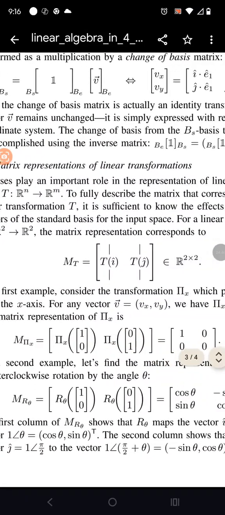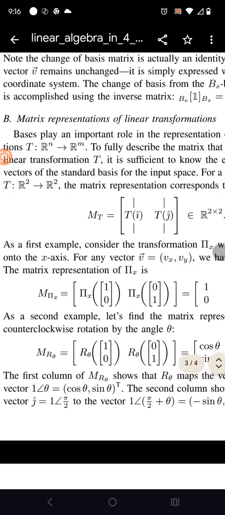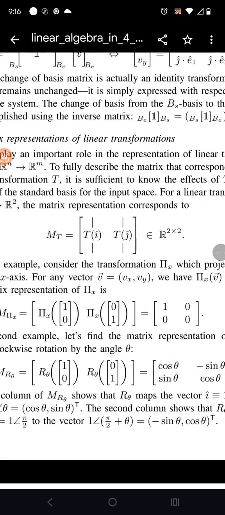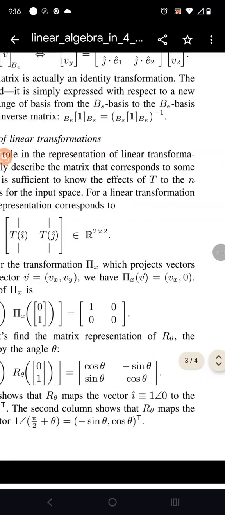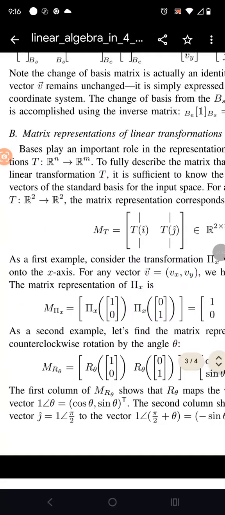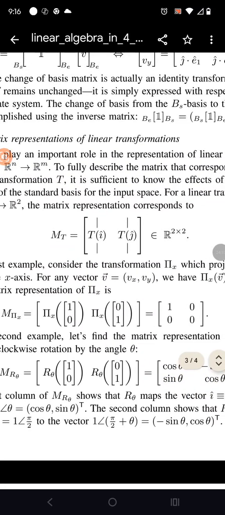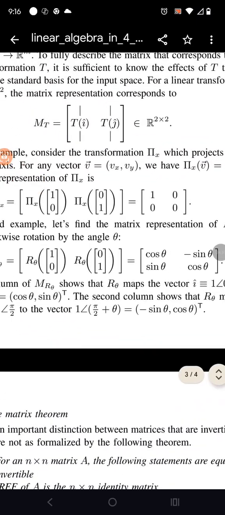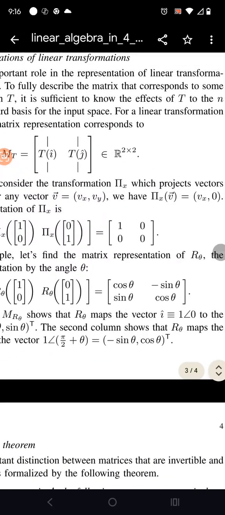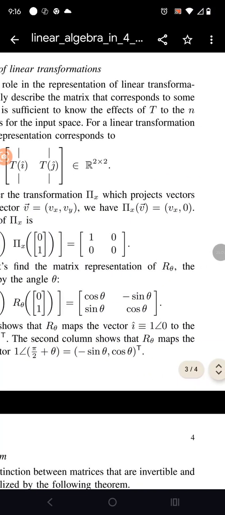As the first example, consider the transformation pi x, which projects vectors onto the x-axis. For any vector b equals (bx, 0), pi x of b gives b dash equals (bx, 0). The matrix representation of pi x is... Then we have cos theta, minus sin theta, cos theta. This is a rotation matrix, rotating a vector by an angle theta.